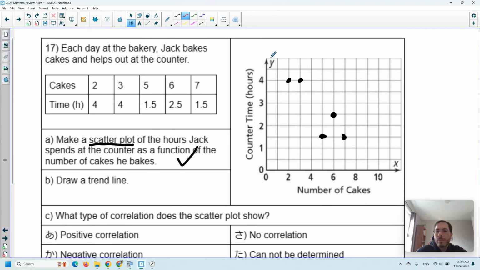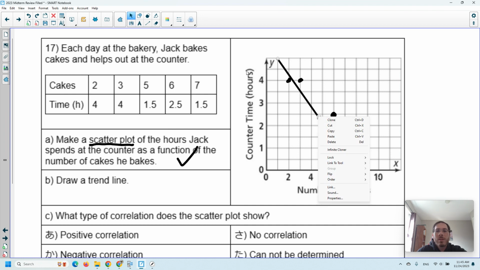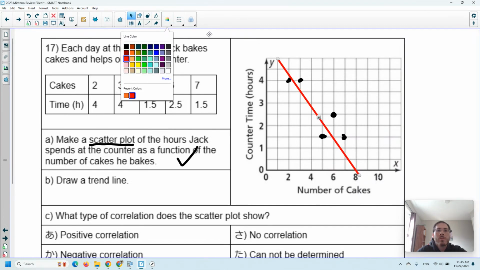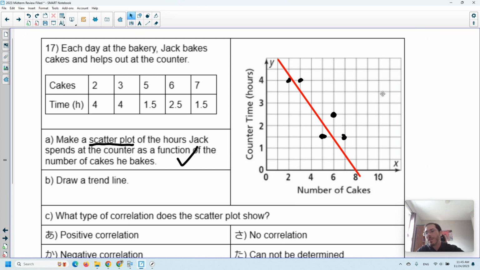Draw a trend line. I don't like that trend line, so I'm going to retry that. I'm going to cheat and use the line tool. That's a giant line, I don't like that line either. Let's use the regular line tool. All right, that looks somewhat reasonable. As long as we've got a line that does not connect the dots, we're good to go. Maybe it's not the best one, but it's reasonable. So draw a trend line, yes.